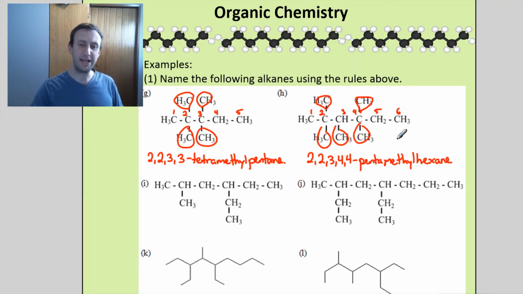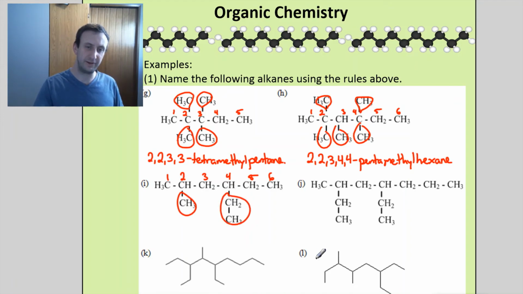All right, for I, I'm now getting to something interesting because now I actually have 2 different types of branches going on, which is good that I'm dealing with this. So I got to figure out which way to number this. Should I go left to right or right to left? And I want to go left to right because that gets me to a branch on carbon number 2. So 1, 2, 3, 4, 5, 6. And then that leaves this as a branch and this as a branch.